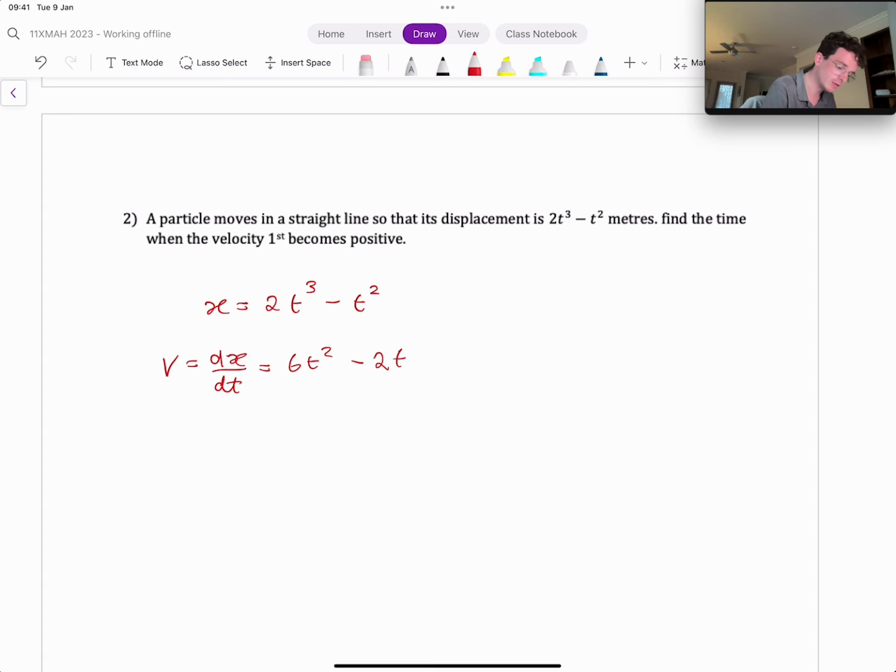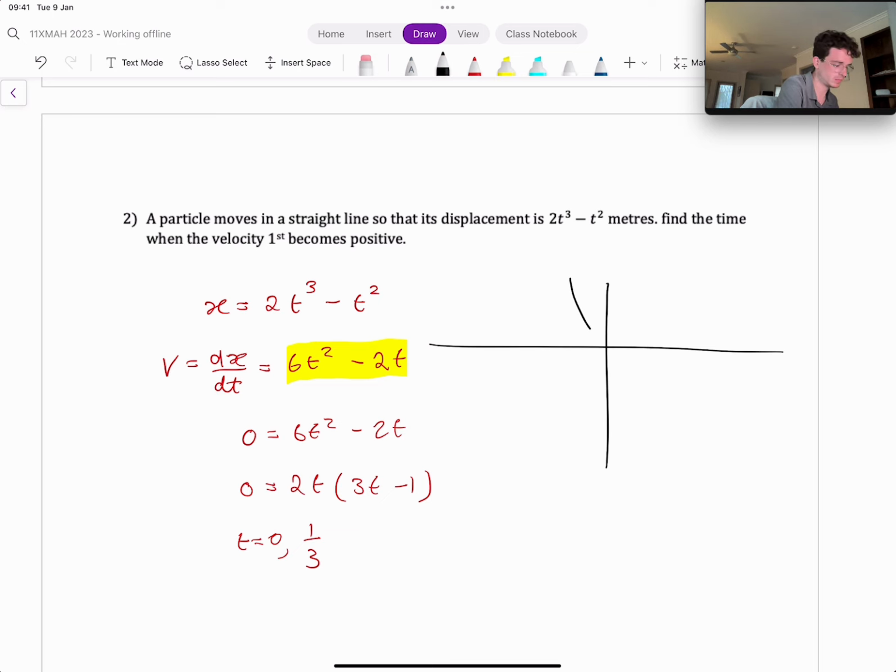So let's find when its velocity is 0. So 0 is 6t squared minus 2t. You can take out a factor of 2t, and we get 3t minus 1. And that means t is equal to 0 or 1/3. If we graphed the parabola of its velocity, it would look something like this. Here it would be 0, this would be velocity, this would be time, this would be 1/3. Now all down here, your velocity is negative, and up here, your velocity is positive.